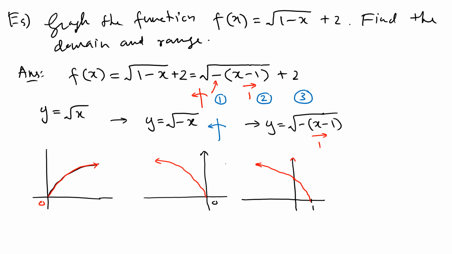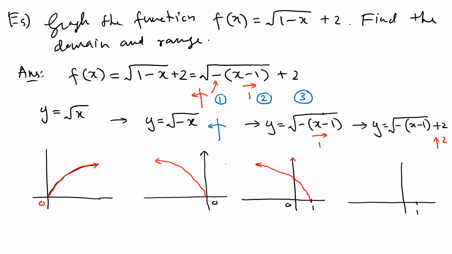Good. Now the last step, we can add 2. So we have y equals negative square root of x minus 1, plus 2. What does that do? It's going to move the graph 2 units up. So we have the graph moving up 2 units.